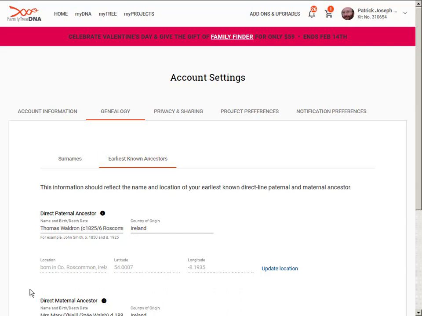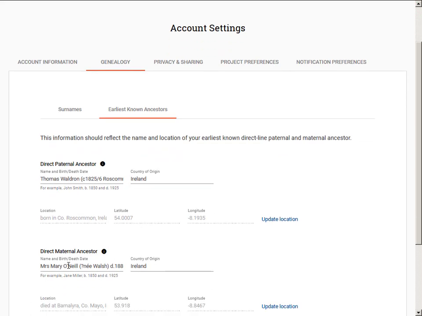And down here on the direct maternal ancestor, who's your mother's mother's mother's mother as far back as you can go. It's amazing the number of people who put a male name in here. They don't seem to understand the concept of mother's mother's mother's mother's name, or else it's not very well explained there.